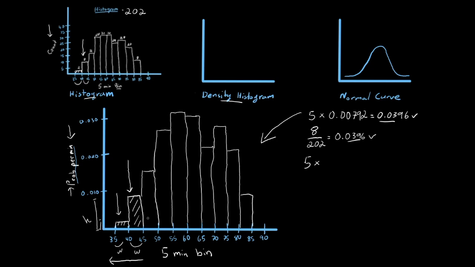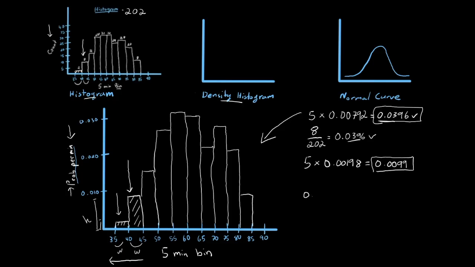So we'll take the 5 and multiply that by the height, this time the height of the first bar, which is 0.0198. And if we do that calculation, we're going to get 0.0099. Now, all we need to do is add this probability to this probability. So that will be the sum of the area less than 45 minutes.